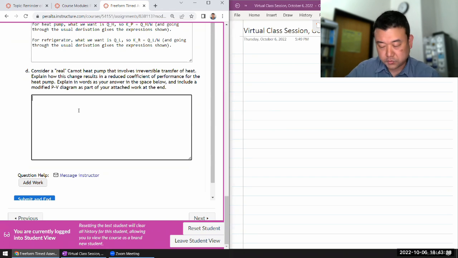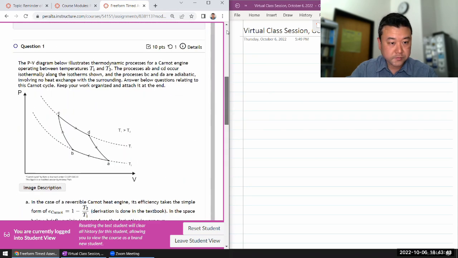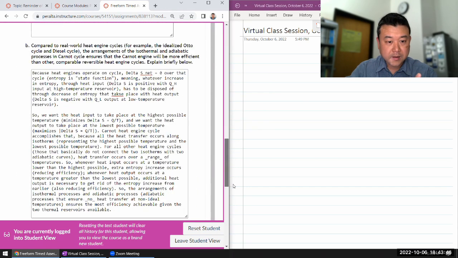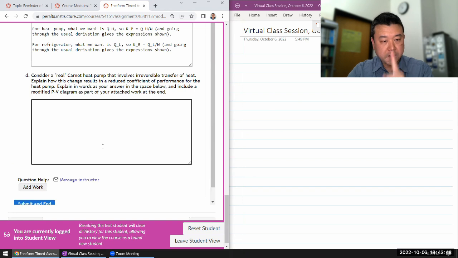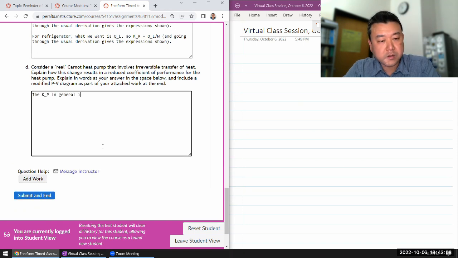So let me do the text version, and I'll draw the PV diagram. I think I have enough time to do that if I don't waste so much time and exceed my 5 minutes. So the explanation would be, just considering the coefficient of performance for a heat pump in general, is the heat transfer into the high temperature reservoir divided by work done.